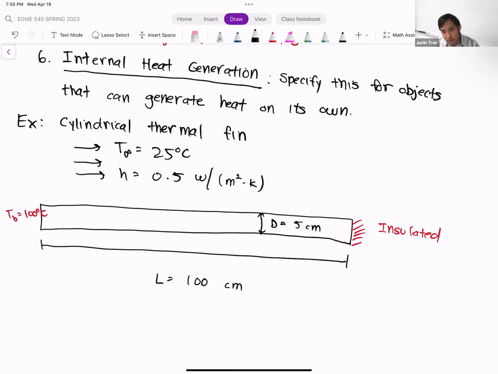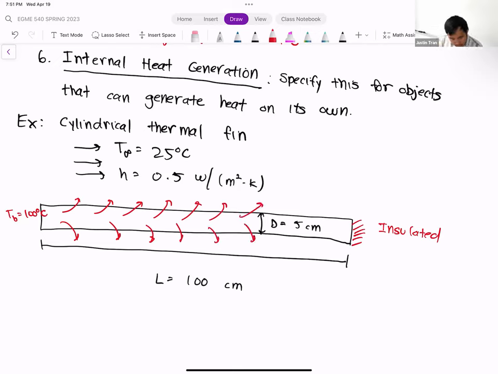So what's going to happen here is that we have a fin where on one side we have a specified temperature, and that fin is going to offload heat into the surrounding fluid. Let's say that for this particular case the fin is cooled by air. The fin is going to lose heat to the fluid, and you'll see that the temperature is going to drop along the length of the fin.